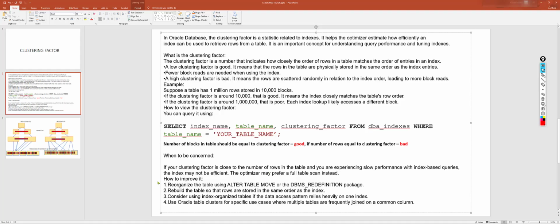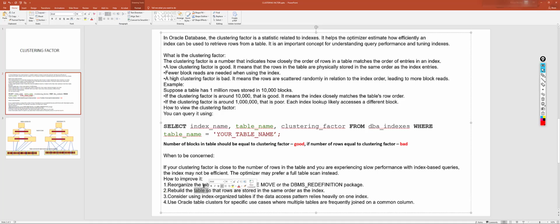So these are the recommendations for improving the bad clustering factor, but still we cannot completely eradicate it. Once the table is built, it stays that way throughout the life cycle of the database, unless we drop it or move it, which we cannot do in a production system, right? So one solution is reorganizing the table, which will reorganize the rows. But in a production system, this is not feasible. And rebuilding the table so that rows are stored in the same order as the index is also not feasible.